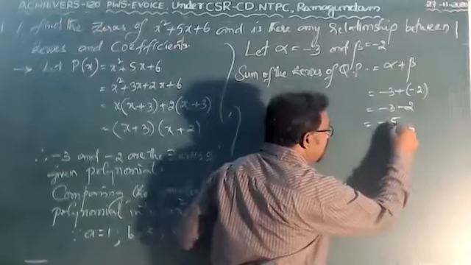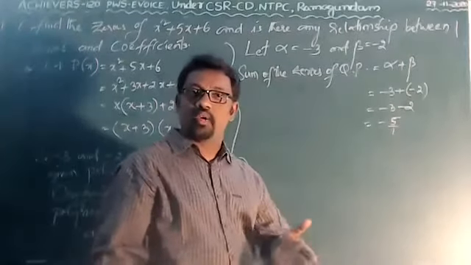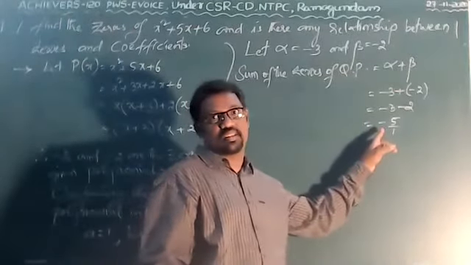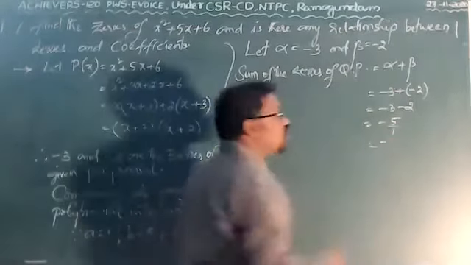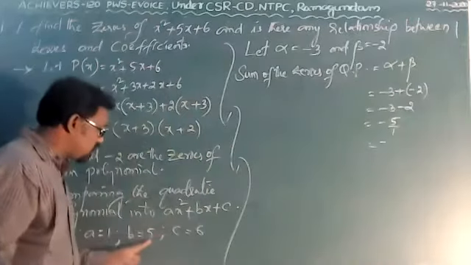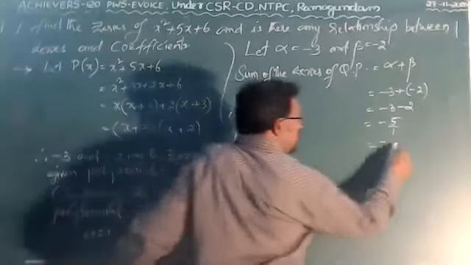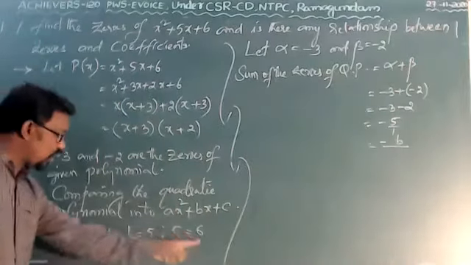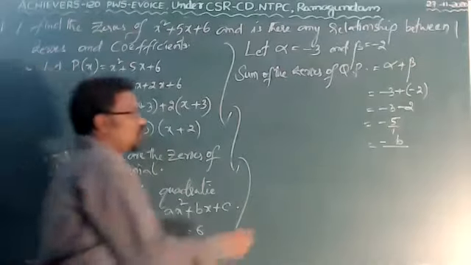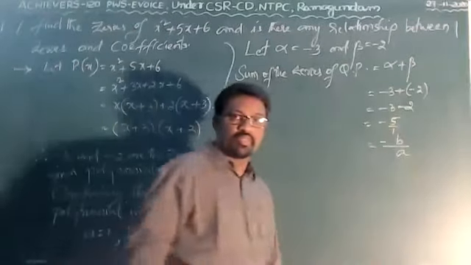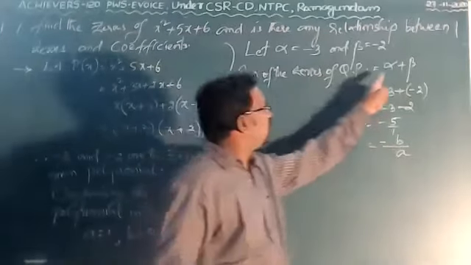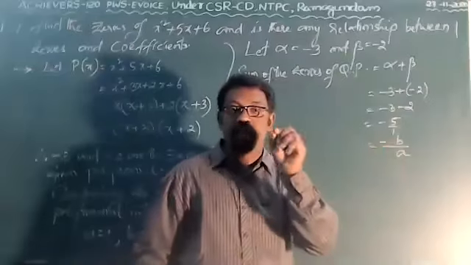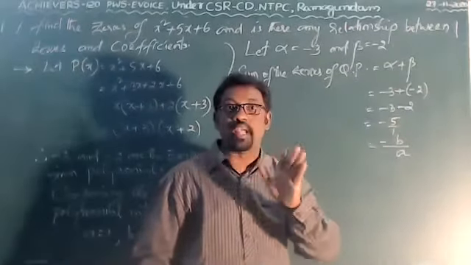This minus 5 you have to compare with the sum of the zeros. In the denominator we can also write it like this: minus 5 or minus 5 by 1. Can we write like this? Yes. What is 5 in the coefficients? It is b. What is 1 in the coefficients? It is a. We added the zeros and got minus b by a.